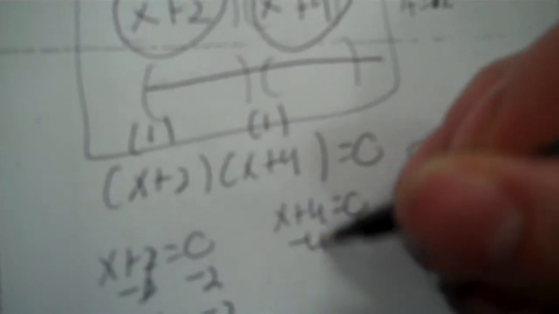1 comes from there, 1 comes from there, so that's only 2 I need. So x plus 2 could equal 0. Then x would equal negative 2. Then x plus 4 could equal 0. And in that instance, x could be negative 4. So those are all your roots: 8, negative 2, and negative 4.